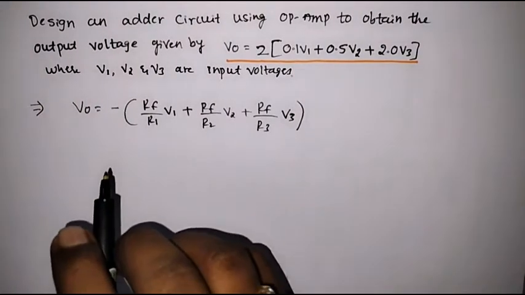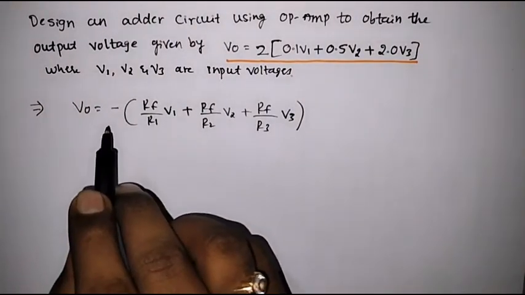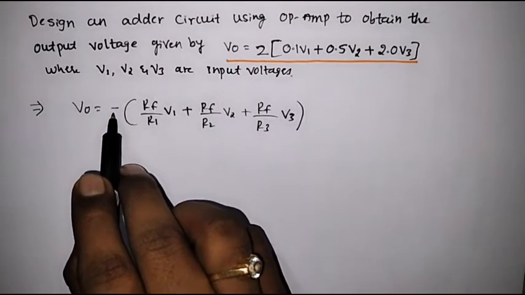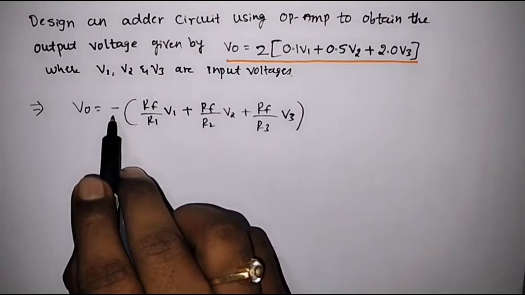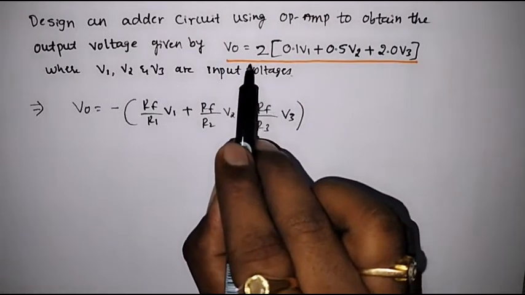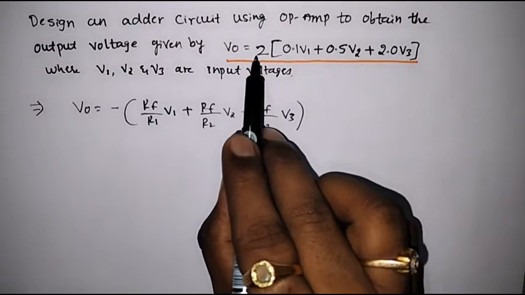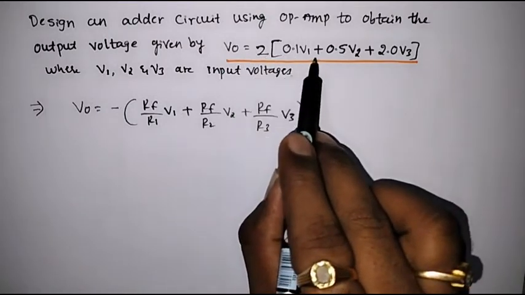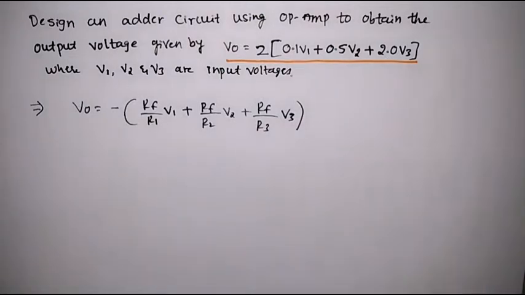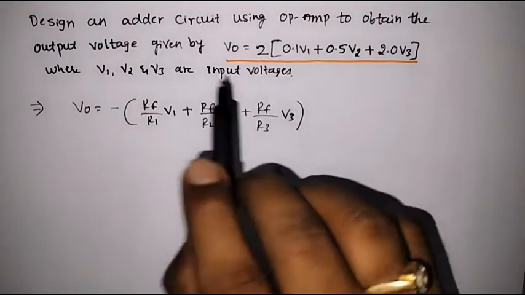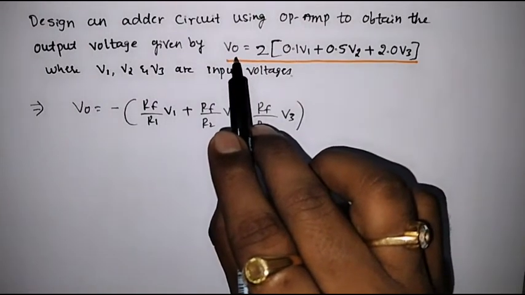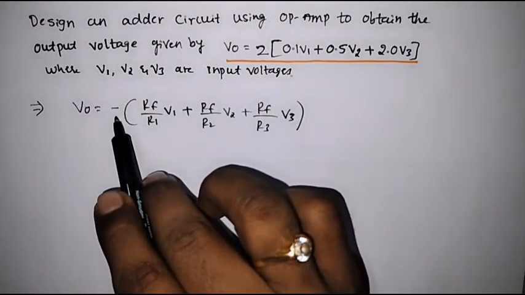Here we can observe that the output of op-amp inverting adder has the negative sign which indicates the inverting output, but in our given expression it has got plus 2 into 0.1 V1 plus 0.5 V2 plus 2.0 V3. So we'll try to represent the given output voltage expression such that it produces the inverting output.